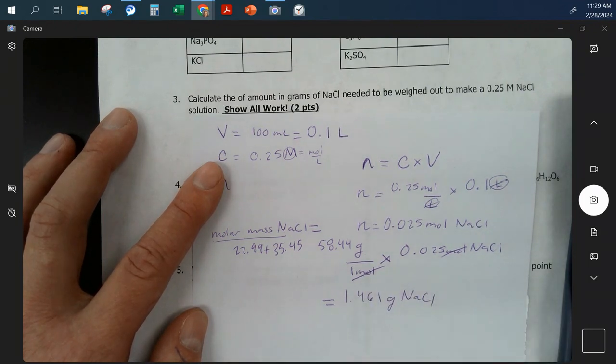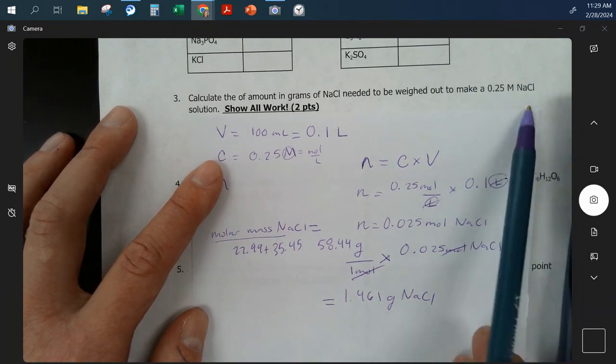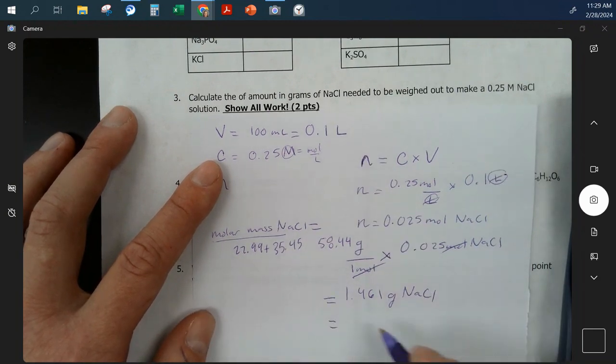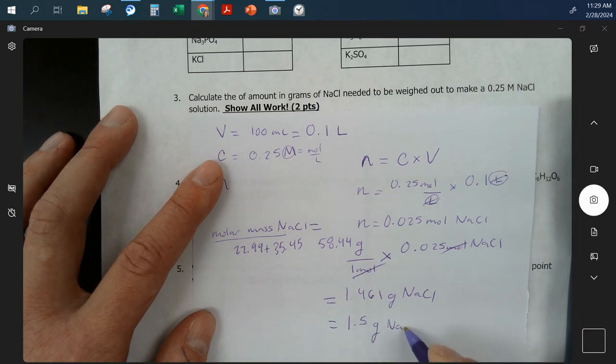Okay, how many sig figs should we show here? This has 2, so we better show 2. So what should we round to? 1.5. Yep, 1.5 grams.